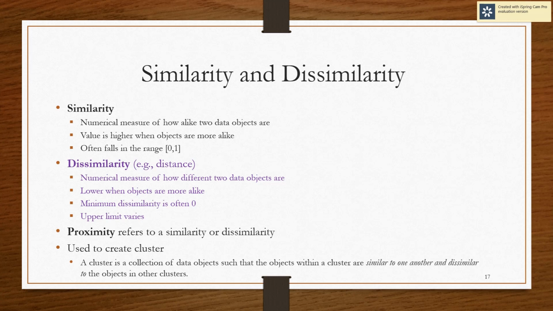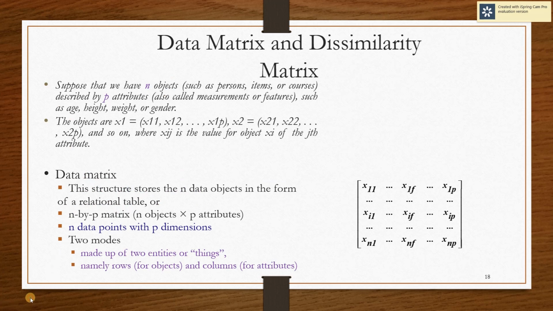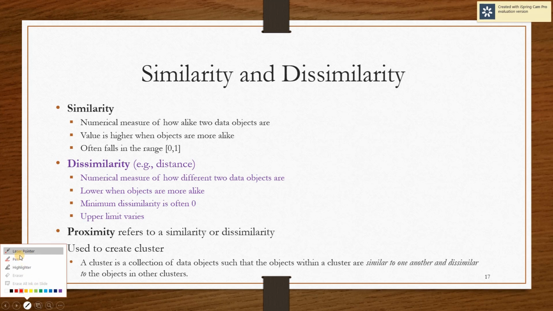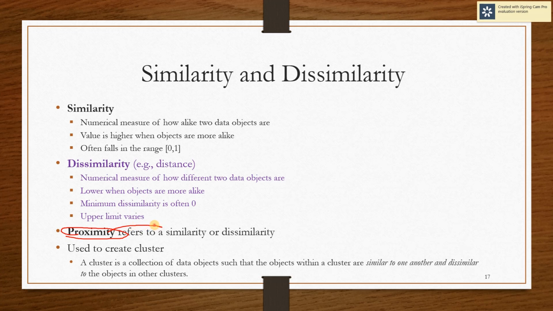Before we start with cluster analysis or how to do the clusters, we need to understand the concept of similarity and dissimilarity. These measures are also called proximity, where it defines the similarity and dissimilarity. So basically, similarity and dissimilarity are closely related. A similarity measure is a measure for two objects.